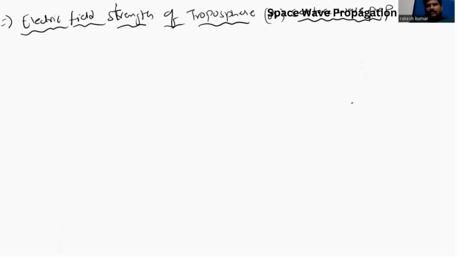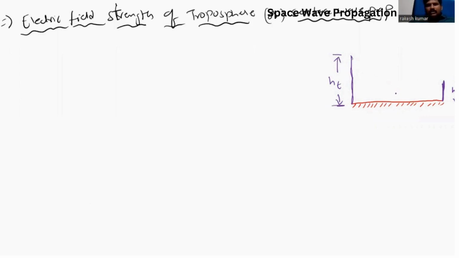Let us consider this is my earth surface. Let us consider this is my height of the transmitting antenna. Okay, so this is HT. HT stands for height of transmitting antenna. And this is my height of the receiving antenna. So this is HR.